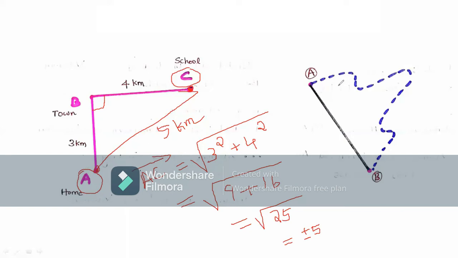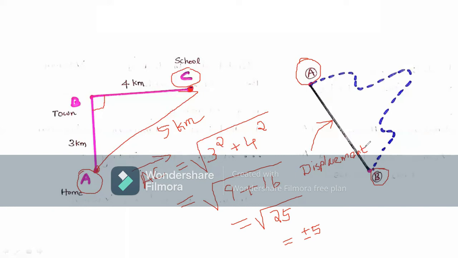Now let us consider another example. What is the straight line distance between the final and initial position? This is the straight line distance between the final position and the initial position, so this is called displacement. I think you are understanding. Do understand what displacement is very clearly. Figure out the initial point and the final point, then consider the straight line path. That is called displacement.